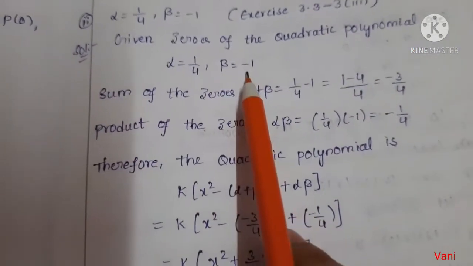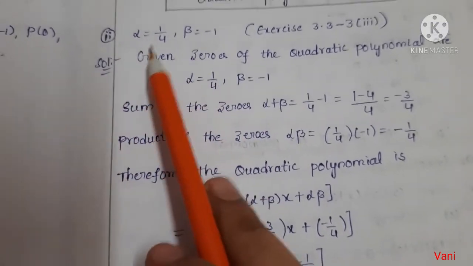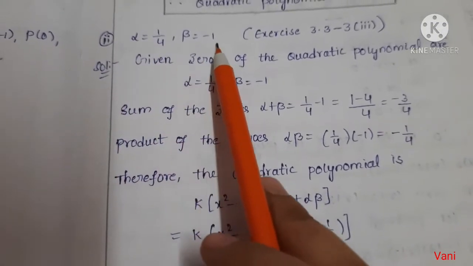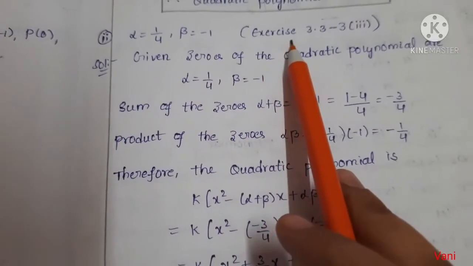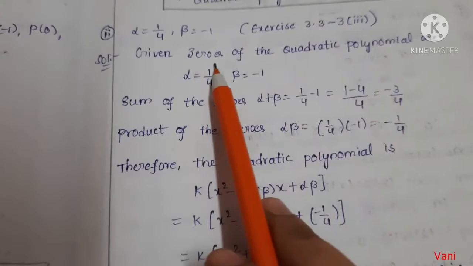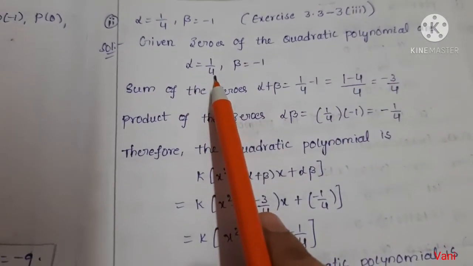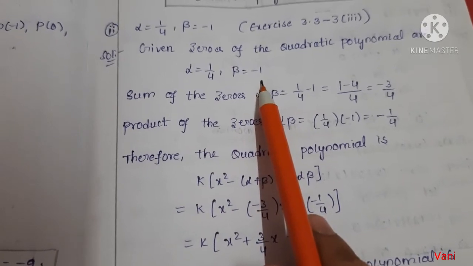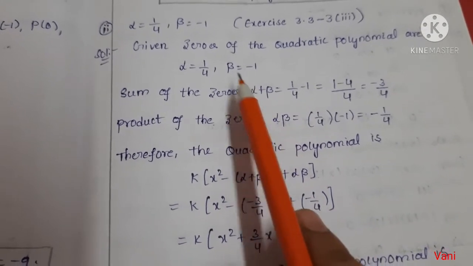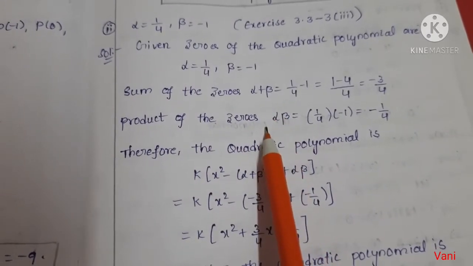In the same model we can see another problem. In the second problem they have given alpha value 1 by 4, beta value minus 1. This problem is in exercise 3.3, third problem, third one. First write the zeros of the quadratic polynomial are alpha value 1 by 4, beta value minus 1. As you did in the first problem, first find out the sum of zeros and the product of zeros.